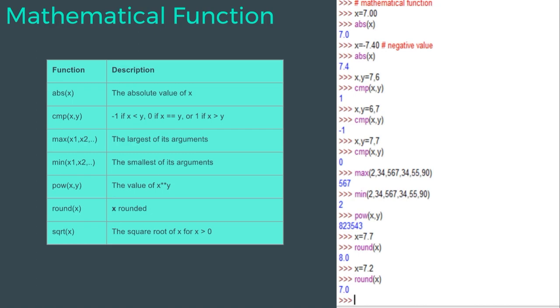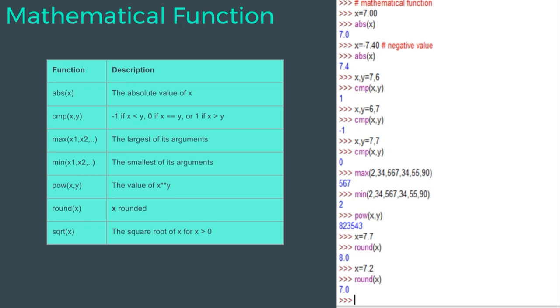Now if we take x is equal to 7.7 and you have to round that value, for that you have to use the round mathematical function. So you have to just write round in small brackets x. It will round your value. Here the x is 7.7, the rounded value will be 8.0.